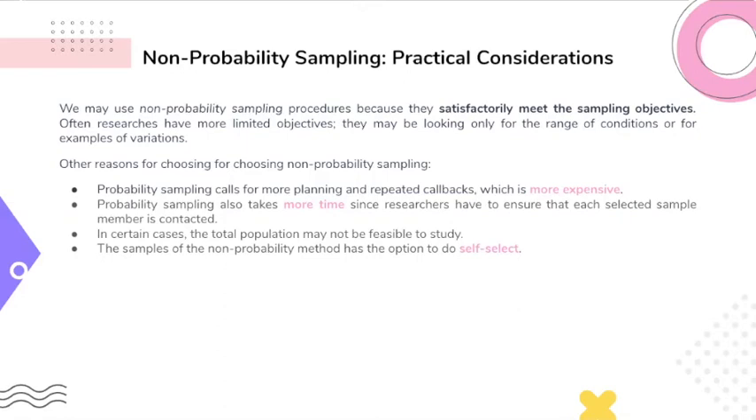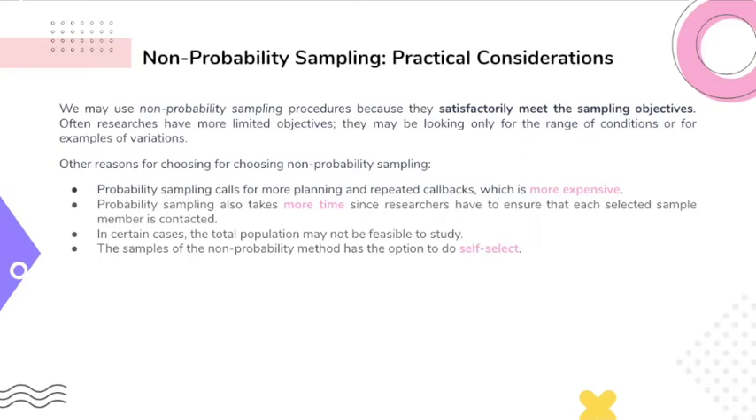expensive. So in probability sampling, you need a major plan, a thorough plan, and you always need to make sure that your sample is responding to you. So that is way more costly. And probability sampling also takes more time, since researchers have to ensure that each selected sample member is contacted.